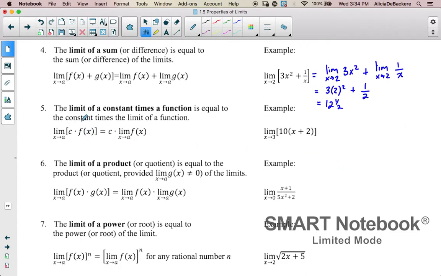All right, number 5: the limit of a constant times a function is equal to a constant times the limit of the function. I just want to mention, number 4 here, I was using the sum, but it would work the same for a difference. So if it was a subtraction, it'll work the same. So back to number 5.